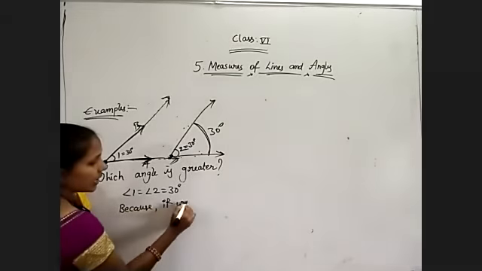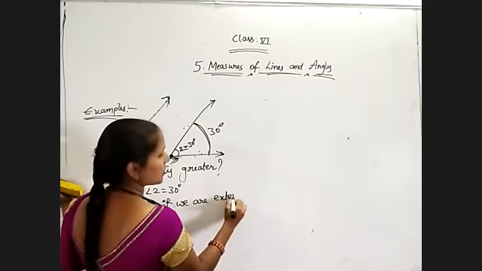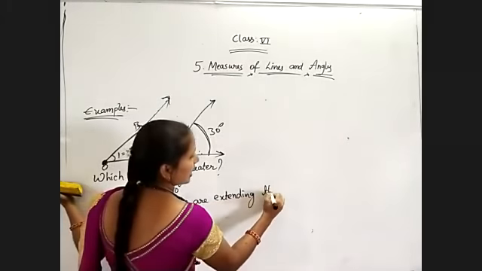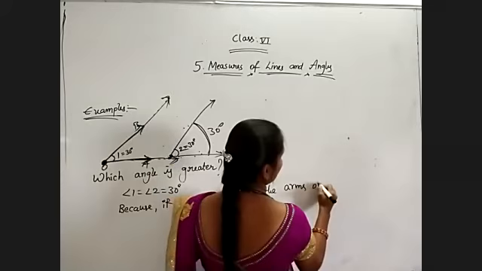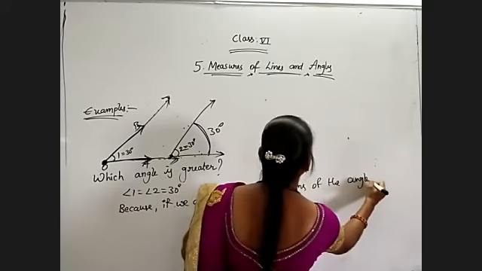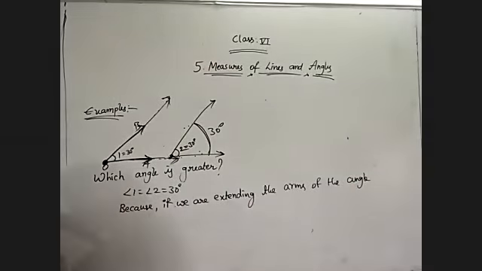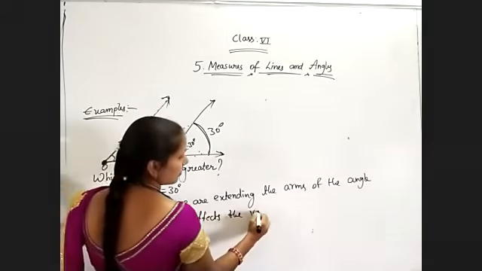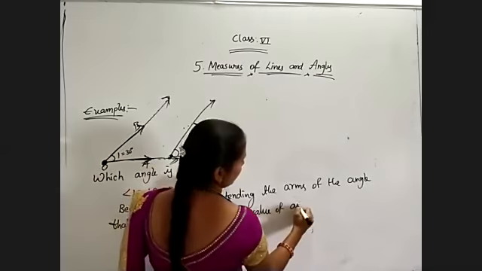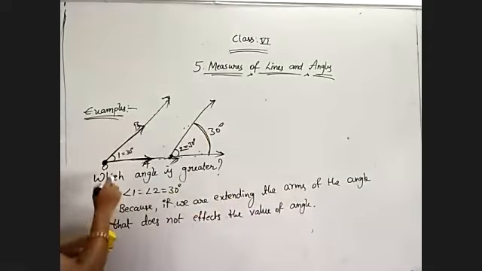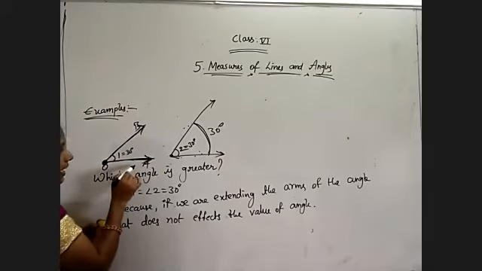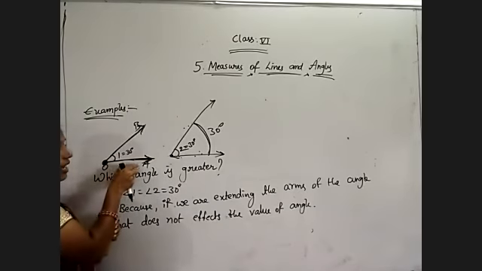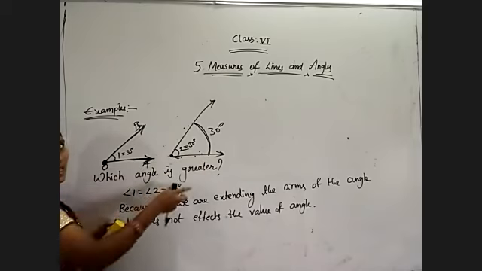Because if we are extending the arms of the angle, that does not affect the value of the angle. So here extension not given. Here angles are shown, just arms are somewhat given, but here the arms of the angle are extended. That's it. Okay.